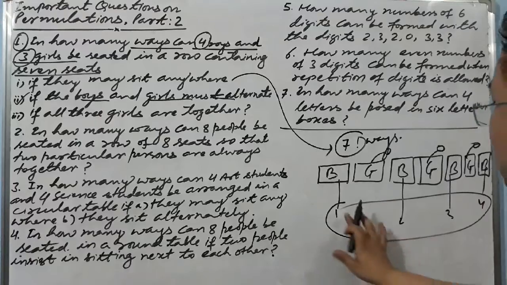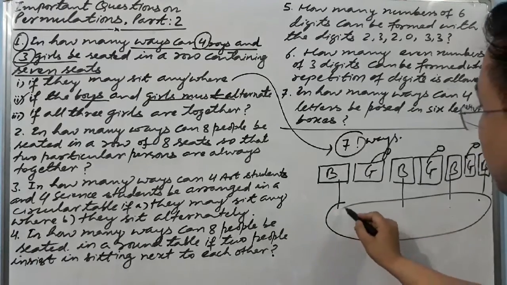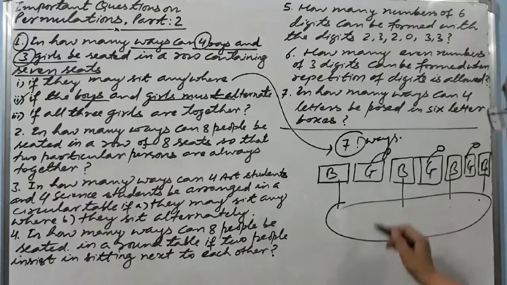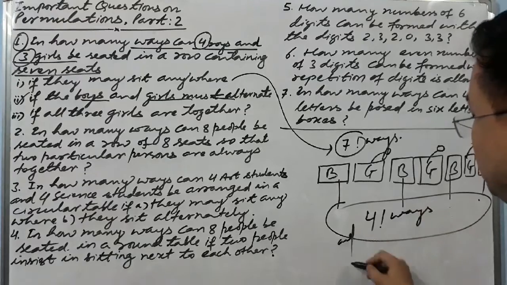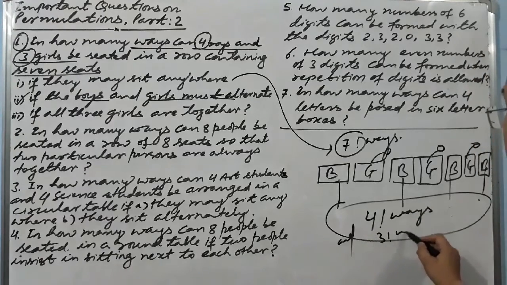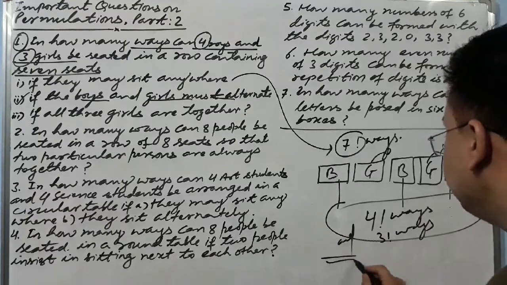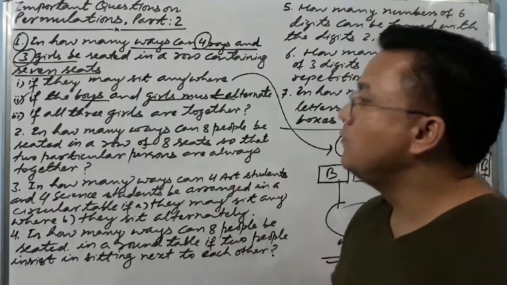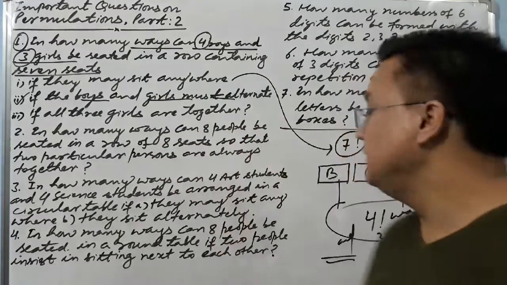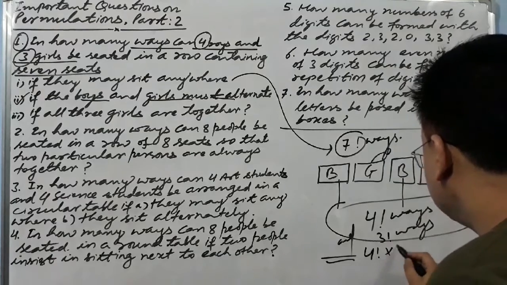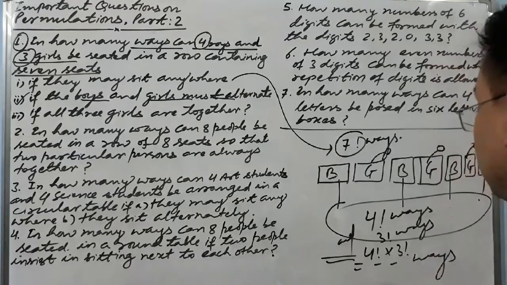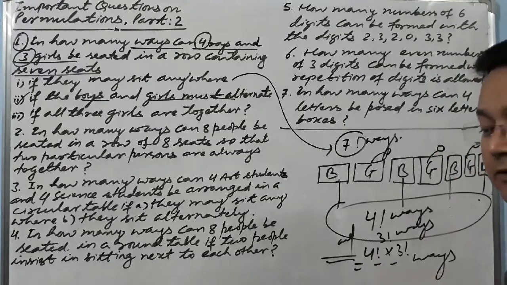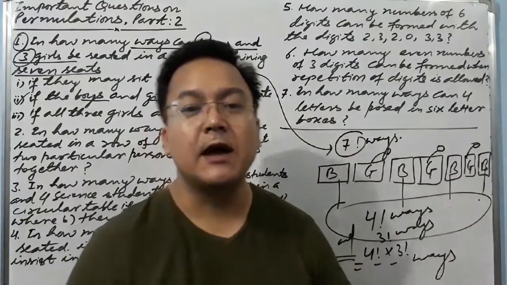So in how many ways can we arrange four boys? Four boys can be arranged in four factorial ways, and three girls can be arranged in three factorial ways. So the total number of ways in which the boys and girls must alternate is equal to 4 factorial times 3 factorial. This will be the final answer of this part. You can find it very easily, it is just the calculation part, so I'm pretty sure you will not have any problem.